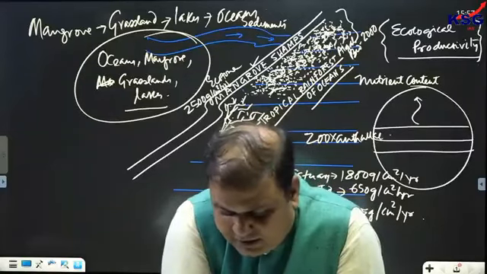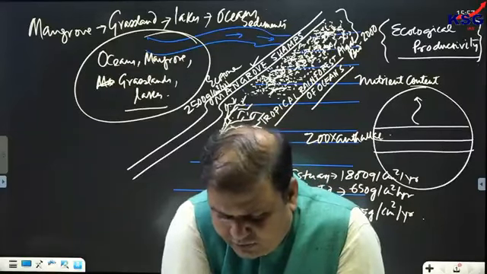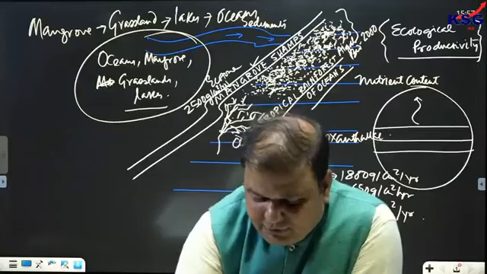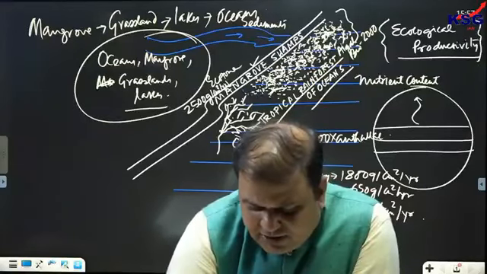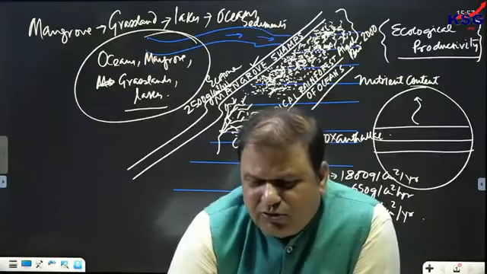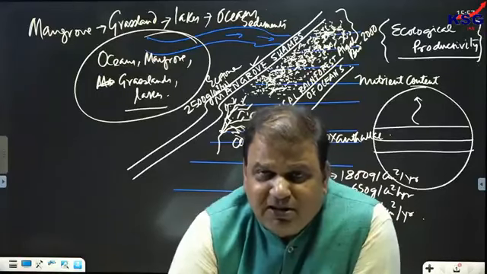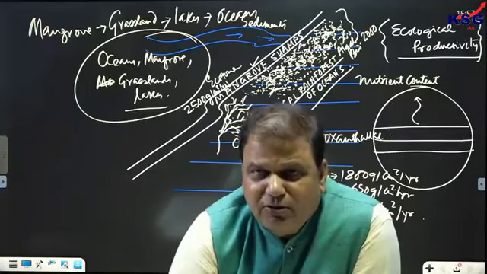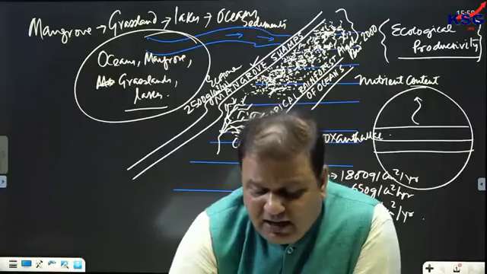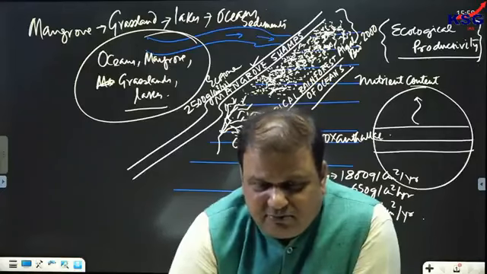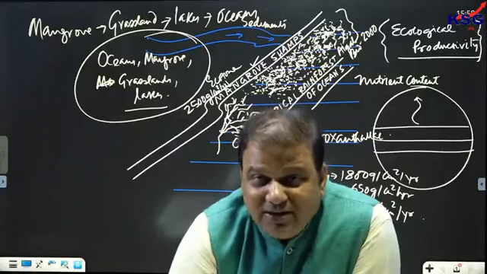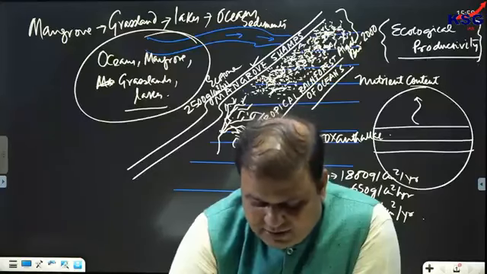Let me see the last 2 or 3 questions which they have asked. Can corals originate in muddy waters? Not at all. Corals are never present in river water. Corals would always be present in the marine ecosystem, and that too in the coastal areas. I told you corals are marine organisms itself.